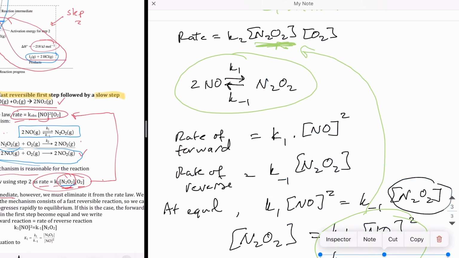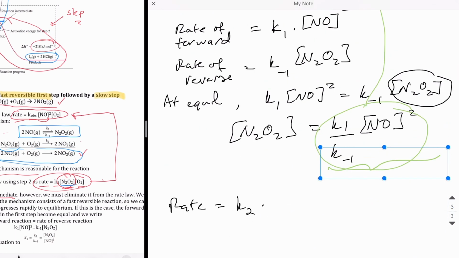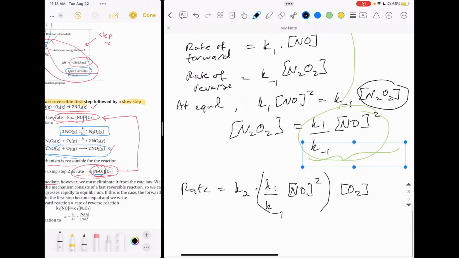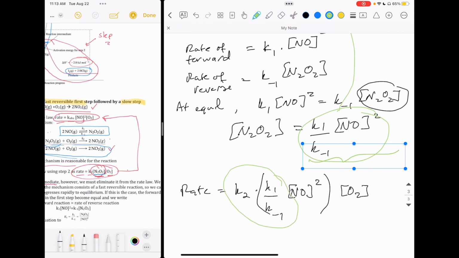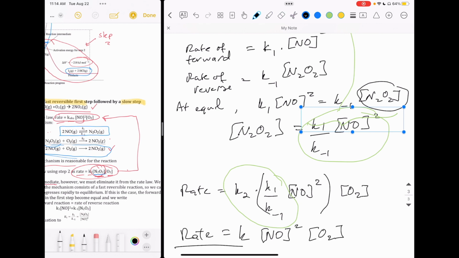I can take this and substitute it back into my theoretical rate law expression. So when I do that, this is what I get. Rate equals K2 times, instead of N2O2, I'm going to write the stuff that I just found: K1 over K minus 1 times NO squared. So that's my N2O2 concentration, and then times O2. Okay, how does this help us? What we want to do now is check if this expression better matches the experimental rate law. Before I do that, I want to first look at all these constant terms. I'm going to combine them together and call them just K. The K is overall the combination of different rate constants, but it's still a constant, times NO squared times O2. So this is now my theoretical rate law.